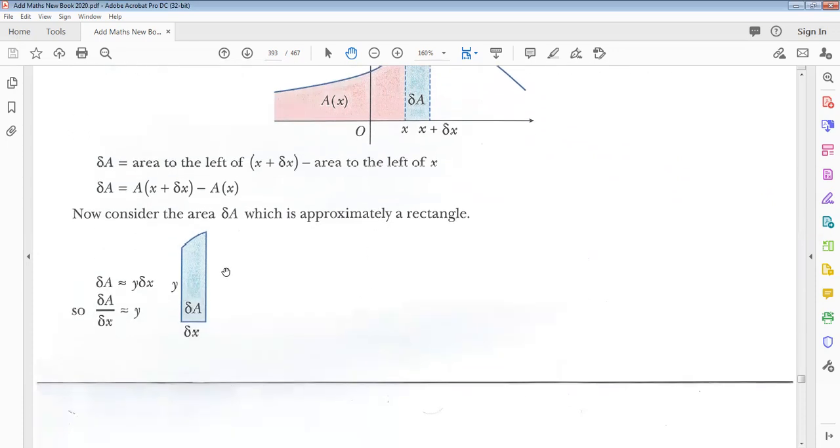Coming to this very small area, to understand this, it is basically equal to the value of y multiplied by the very small change in x, which is delta x. That will give me this very small area, which is delta A. Is this clear?